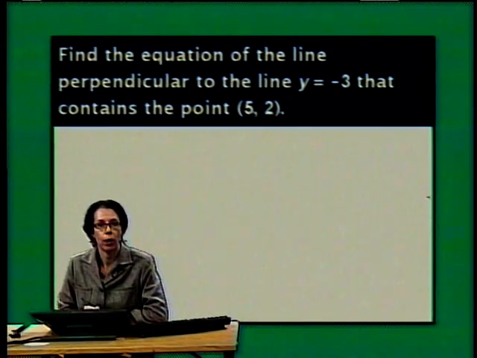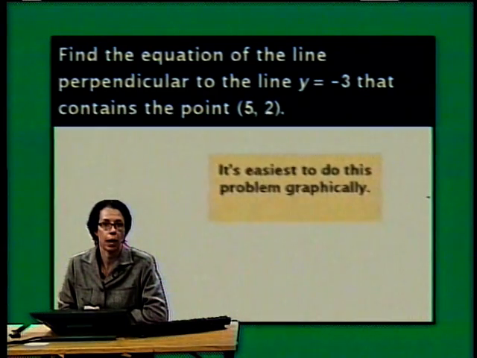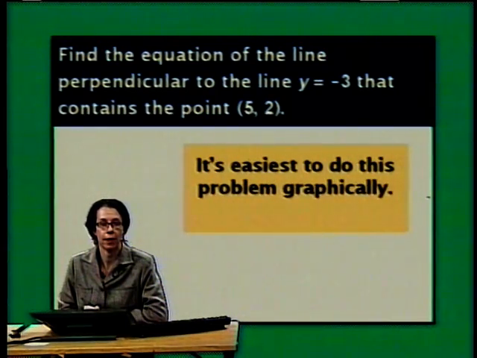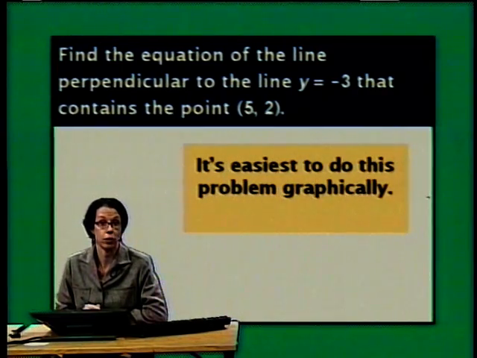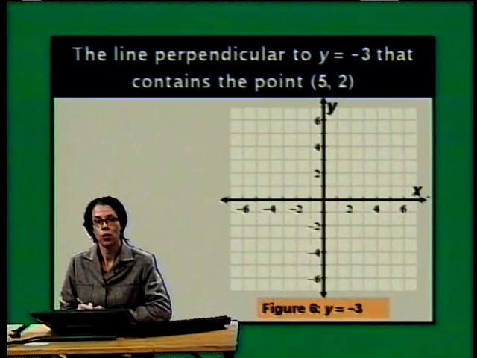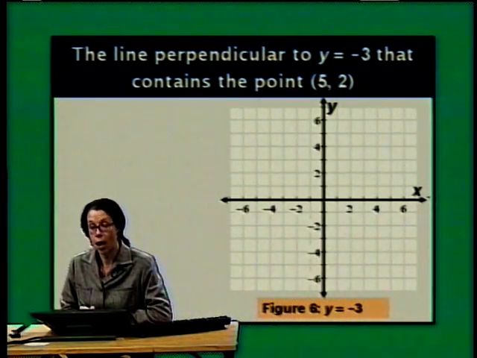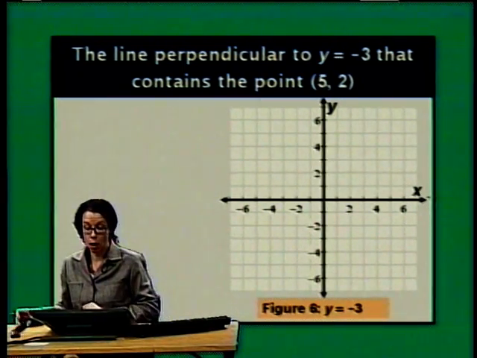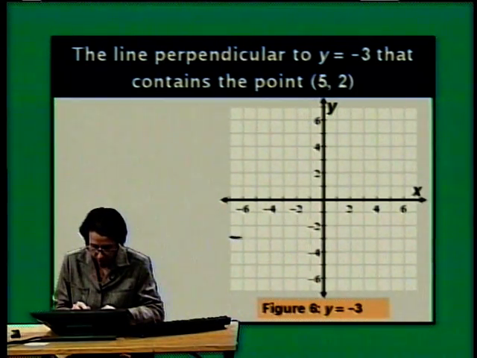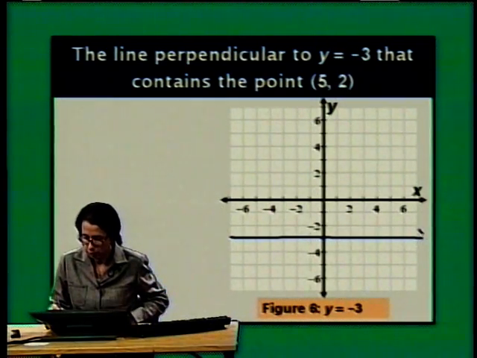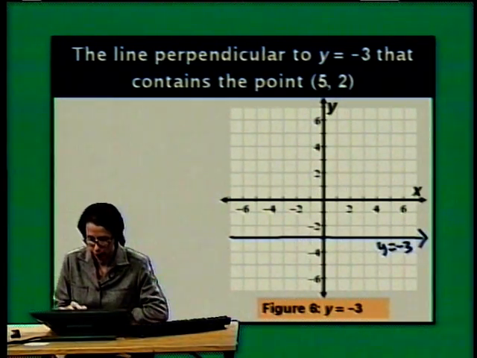Now we want to find the equation of the line which is perpendicular to the line y equals -3 that contains the point (5, 2). As I was reading the problem, a little hint came up that's telling me that it's easiest to do this problem graphically. Let's graph the line y equals -3 and see if we can figure out what the equation of the perpendicular line is. So I have some axes here, and I want to graph y equals -3. Well, this is a horizontal line with a y-coordinate of -3. So here's the graph of the line y equals -3.